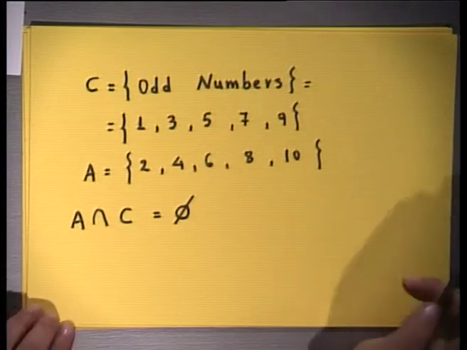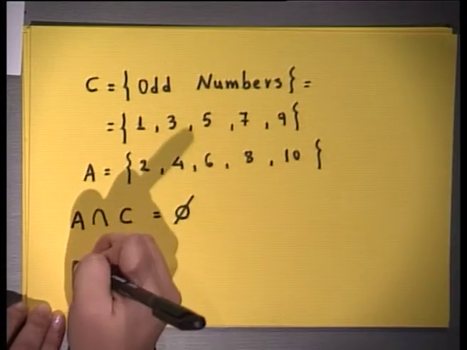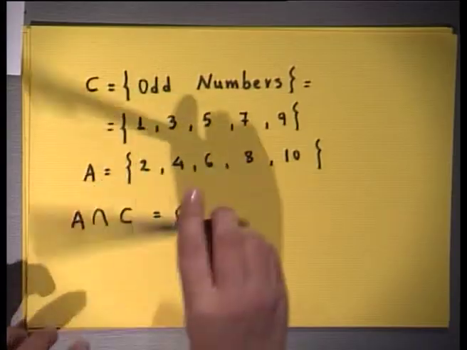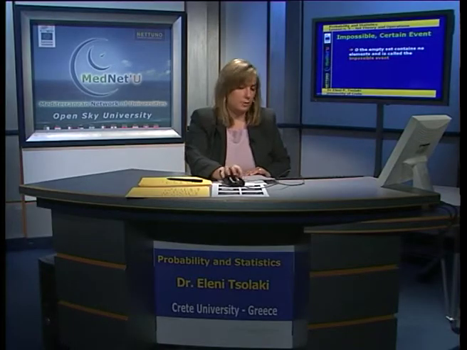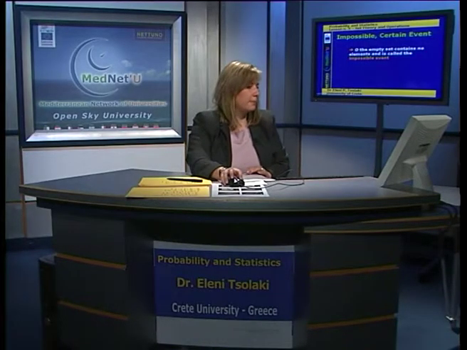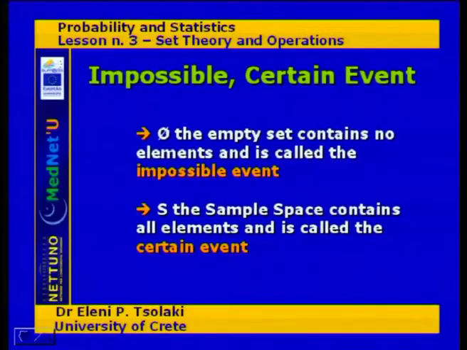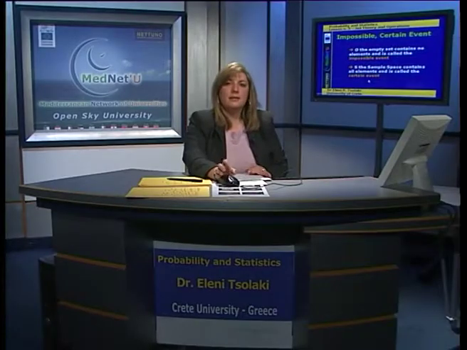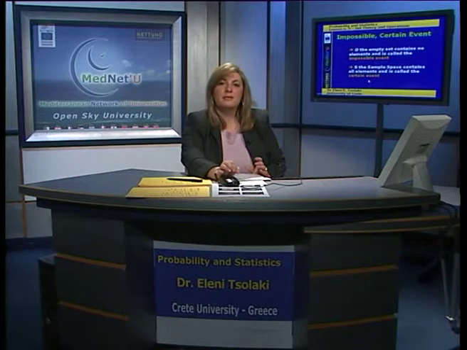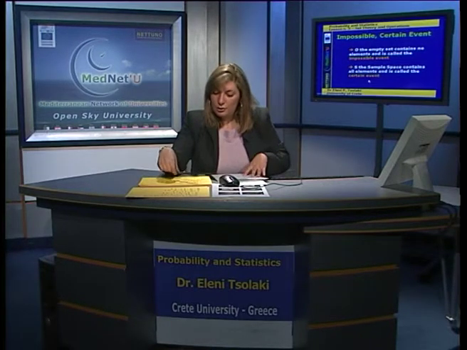The certain event. Let's go back to see first what the certain event is. S is the sample space. It contains all elements and will be called the certain event, the event that will happen certainly.